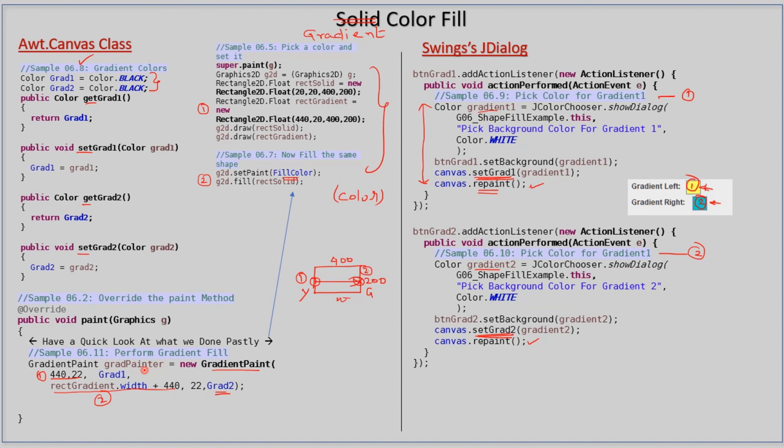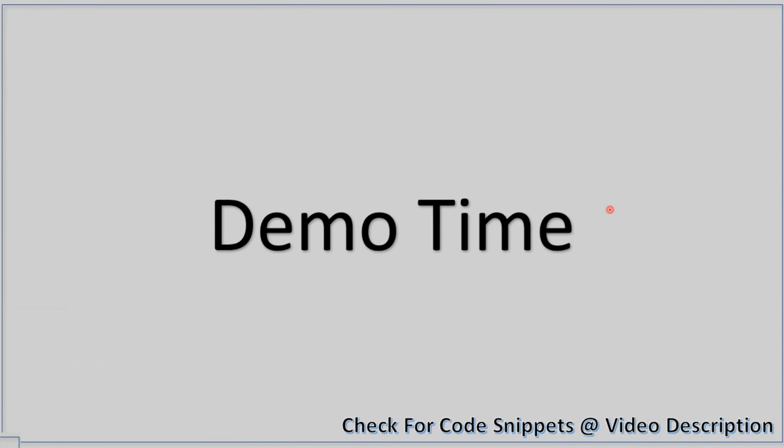Alright, once we define our gradient paint, we make a call to the setPaint method, then we make a call to fill, just like what we did previously. For the setPaint method, we assigned the fill color. This time for the setPaint method, we give this gradient paint. And for the fill method, this time we are passing the second rectangle, rect gradient. That means the first rectangle will get filled with the solid color and the second rectangle will get filled with the gradient color. Now it's demo time.